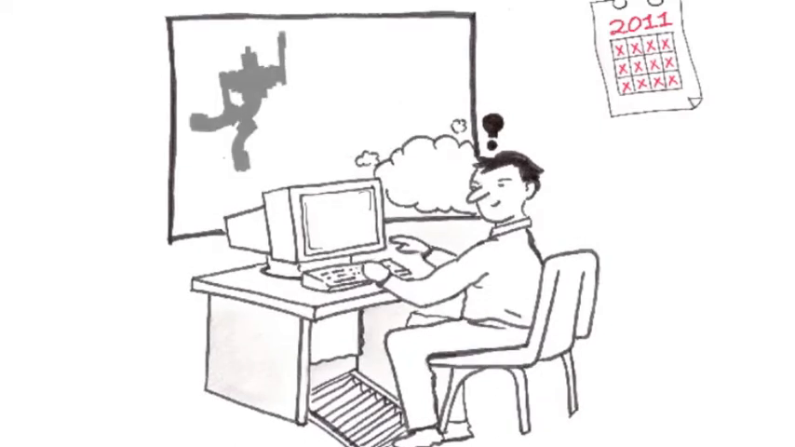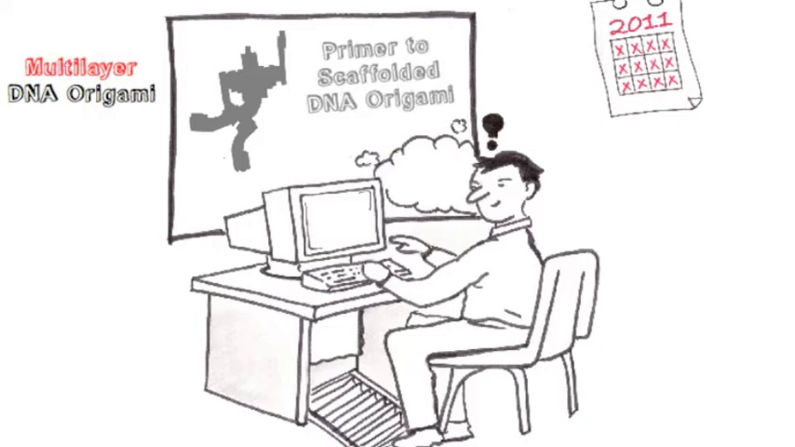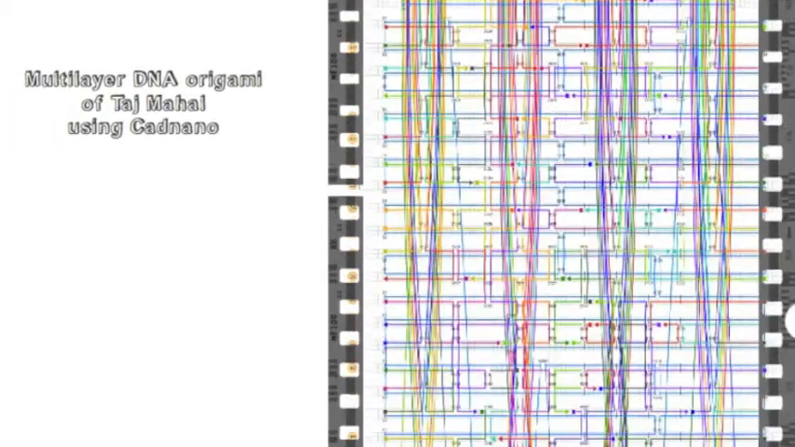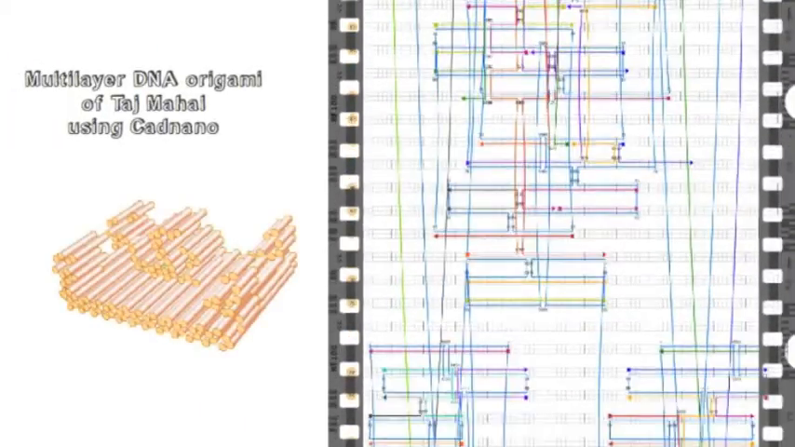In February this year, the famous DNA robot was designed using multi-layer DNA origami. Castro and group described the procedure in their paper, A Primer to Scaffolded DNA Origami. We decided to replicate this technique to create the 3D Taj Mahal. We used CADnano again and successfully designed the structure and generated its staple sequences.